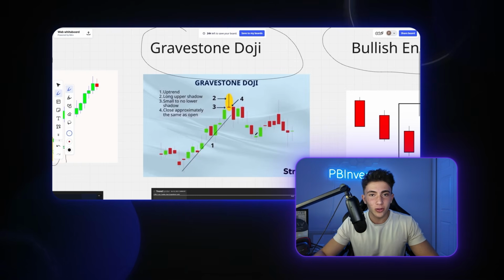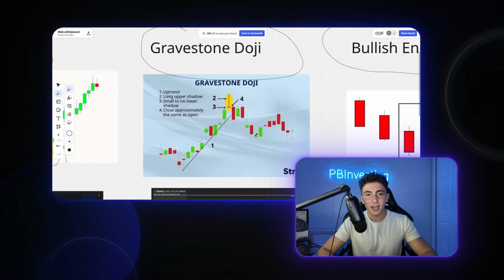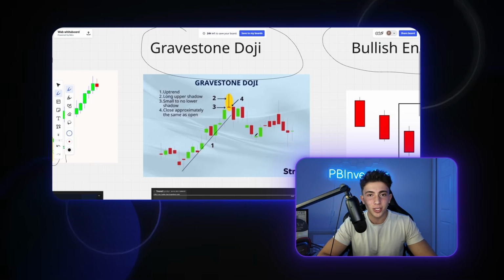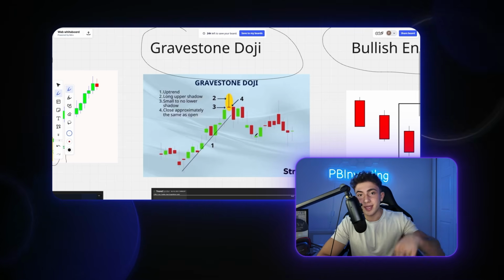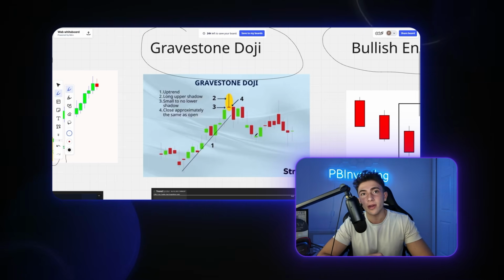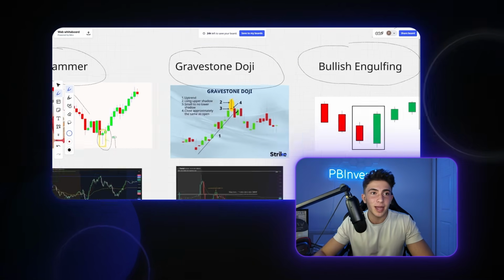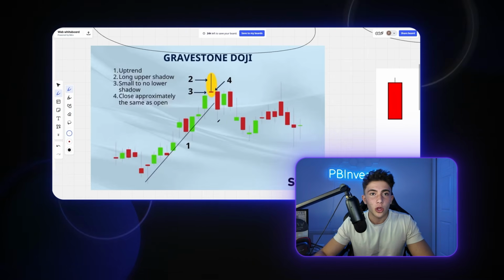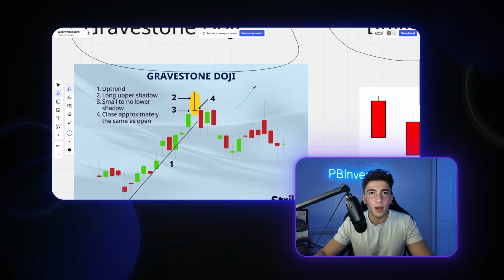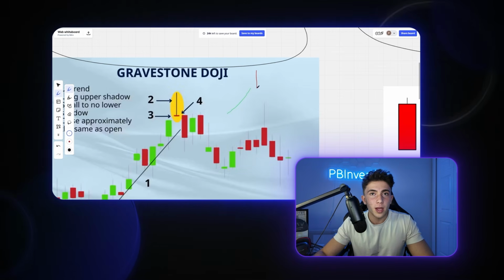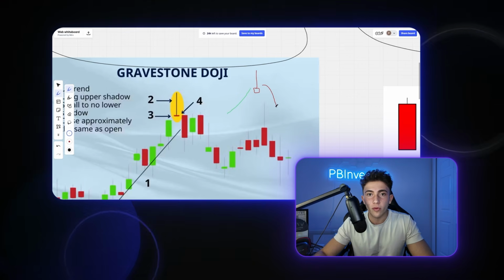Next, a gravestone doji candle. This is my all-time favorite candle. It just saved me so much money and it's made me a lot of money. It helps me identify when a reversal is coming to the downside. So this is a bearish pattern. It's a gravestone doji. So think about it as the opposite of a hammer candle. You're going up, up, up, up, up, and then a big wick, sellers come in, and you get a candle that looks like this, indicating that a reversal is incoming.